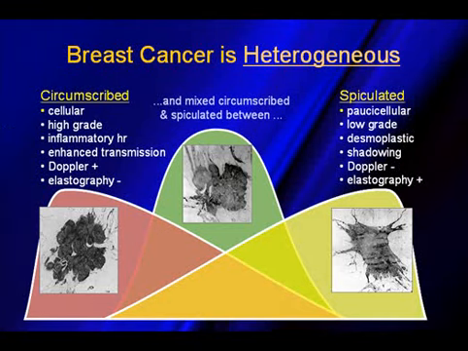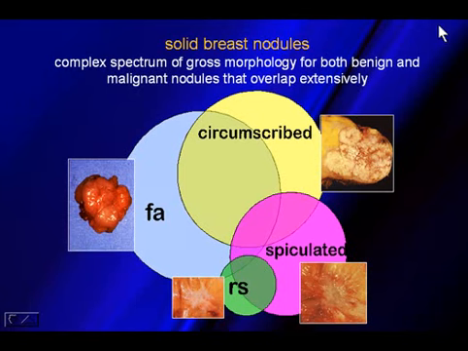On the opposite end of the spectrum, we have our spiculated lesions. They tend to be more paucicellular, they're low-grade cancers, they host a desmoplastic reaction. We'll see shadowing behind those. These are typically negative with color Doppler. And because of the heterogeneity of breast cancer, often we have a mixture between these two findings that we'll see within a single lesion.